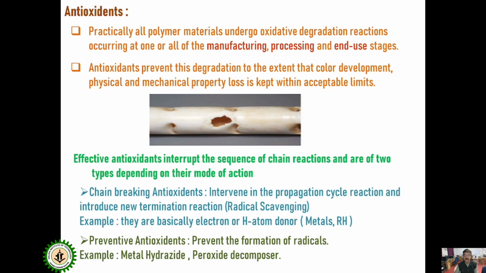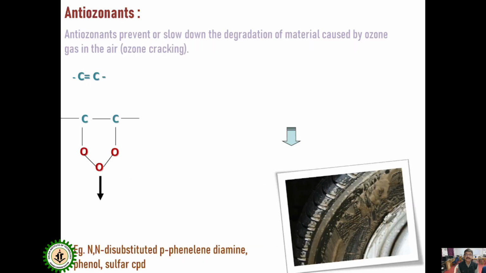And preventive antioxidants actually prevent the formation of free radicals. The use of preventive antioxidants prevents the formation of free radicals, so the process of degradation will not be started once the radical is not generated in the site. They are functioning in different ways.